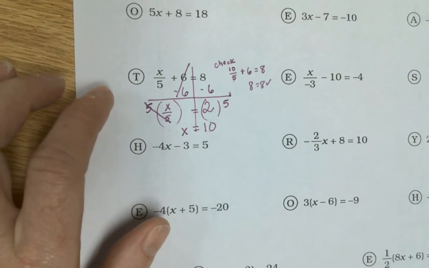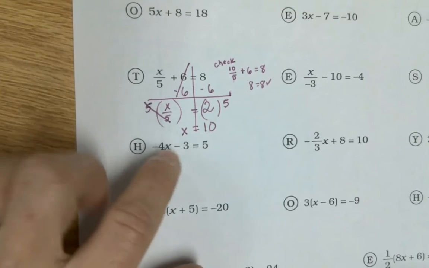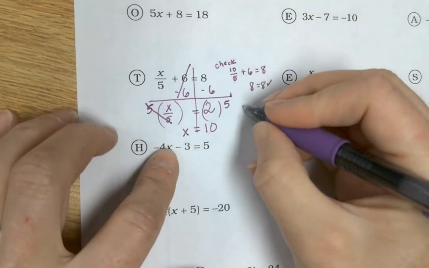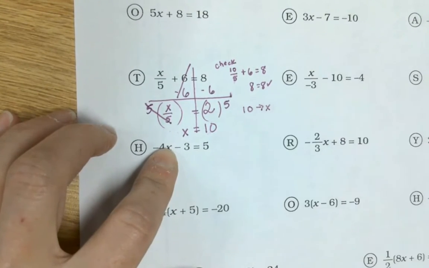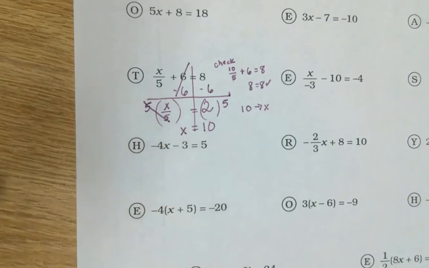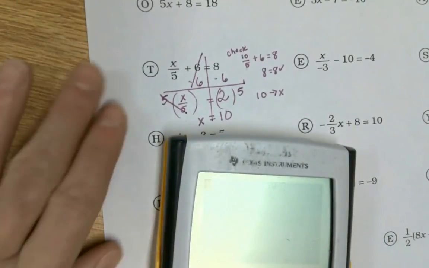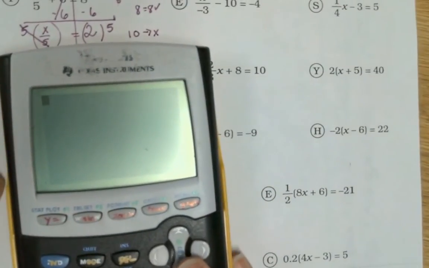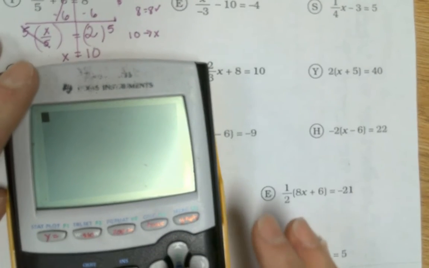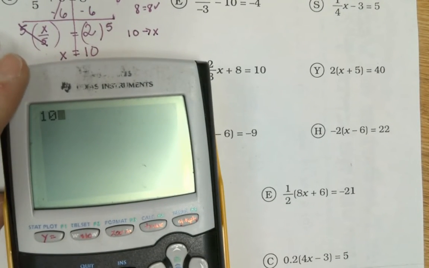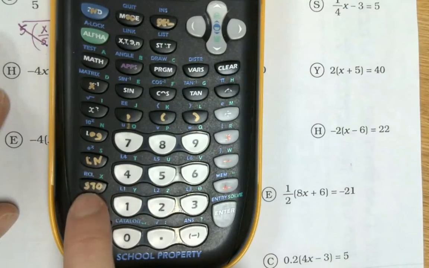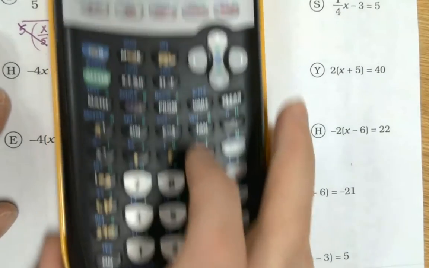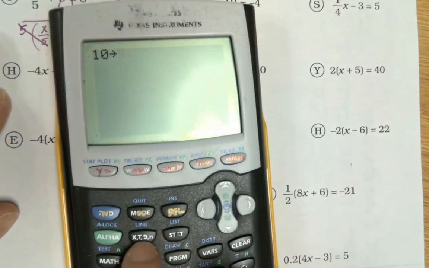I do want to show you the other way, which is by storing it. So we are going to put 10 as x and then write the equation in our calculator. So let me show you that. Follow along with me. We are going to put in 10, and then we're going to go down to where store is. It's the button right above the on. Store. And we're going to put x. See how that's an x?